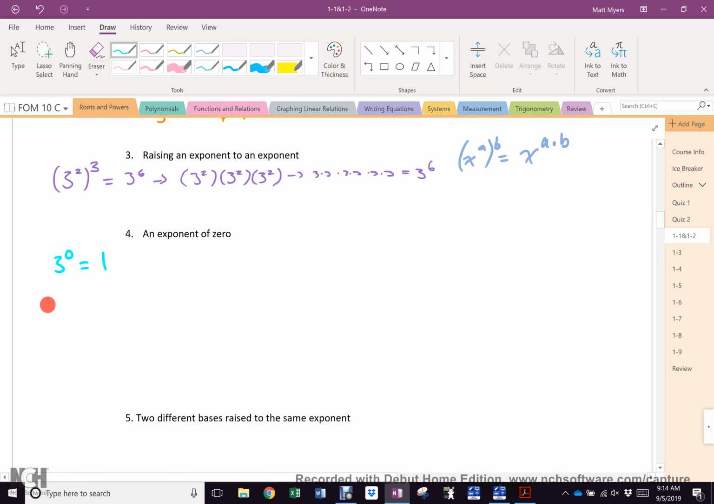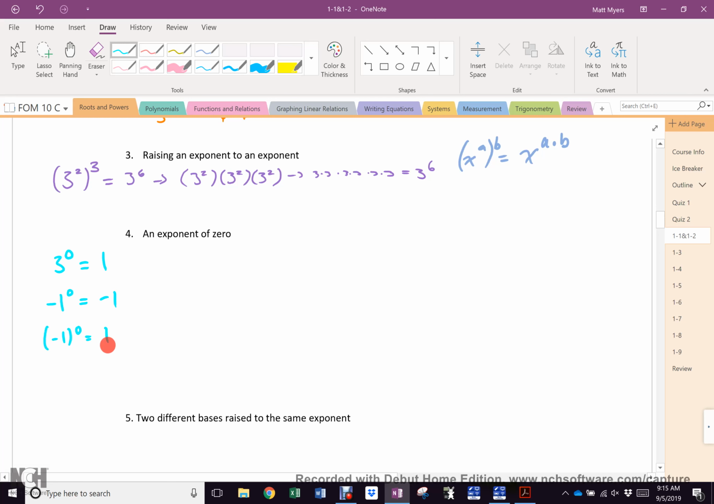Okay, so what is this answer? What's that answer? -1. But I thought everything to the 0 was 1. Why is this -1? The negative isn't part of the base. What is this one? That one is +1.